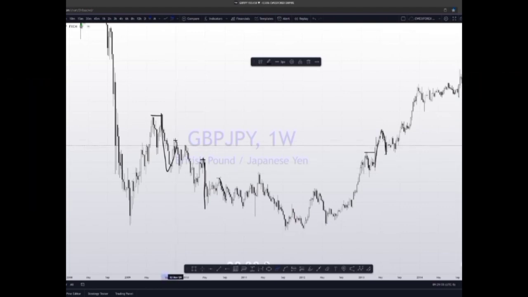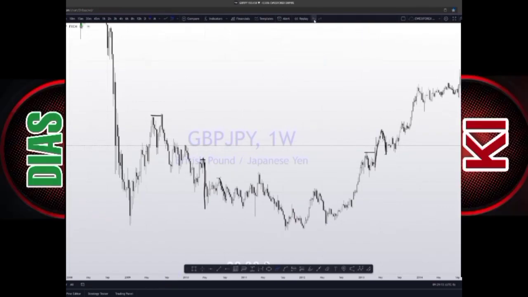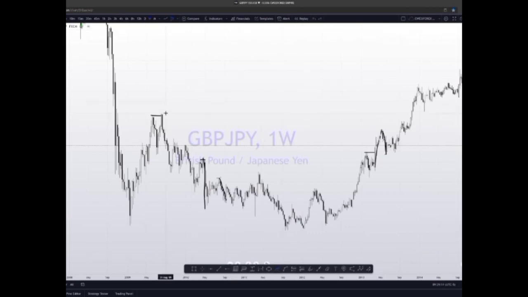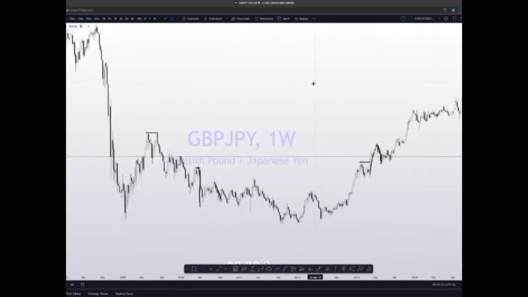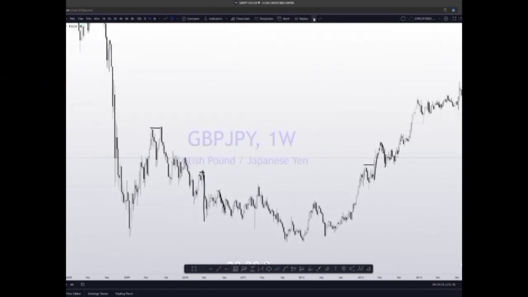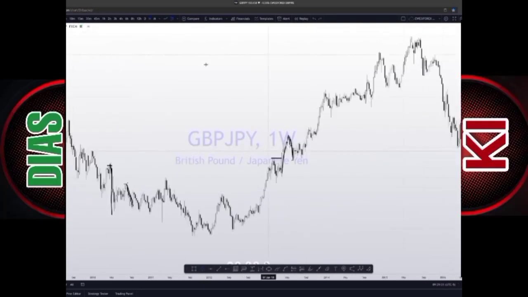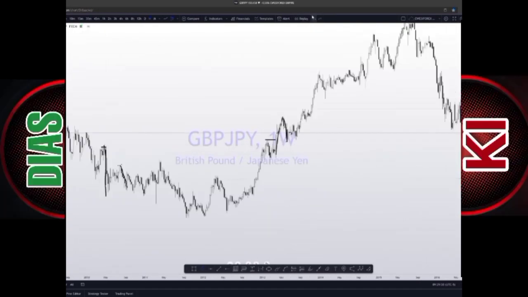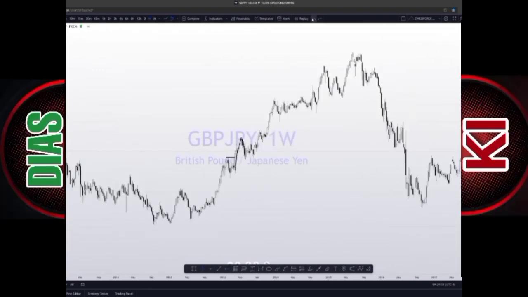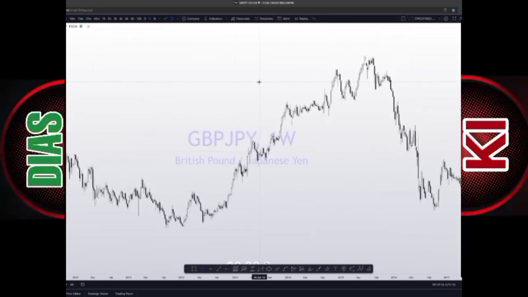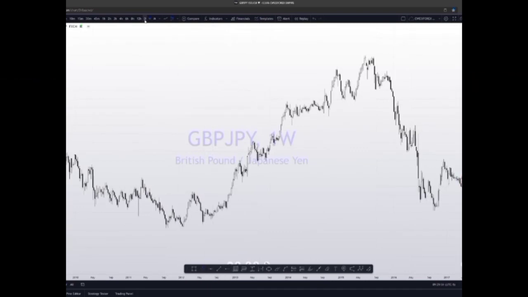So you can even use it to identify the direction of a trend or where liquidity lies in the market. So that's it for the previous weekly highs, and then we move to the previous day high.